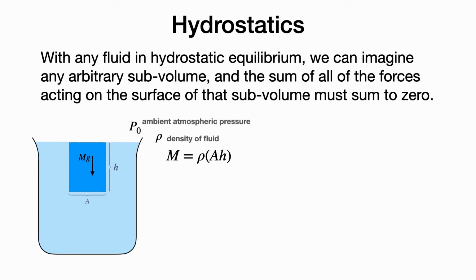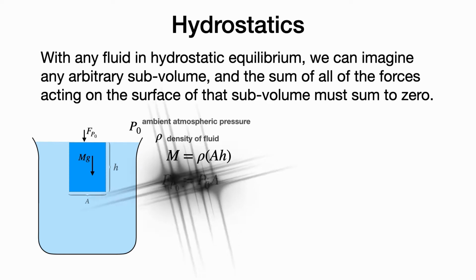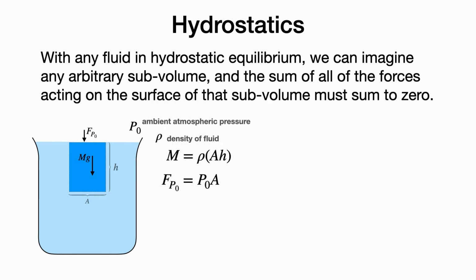Now imagine the top of the fluid is at the ambient atmospheric pressure, which we will denote by P naught, and so there is going to be a force acting down on the top surface of this subvolume. And that force is going to be equal to the ambient atmospheric pressure P naught times the area of that surface. At the bottom of the subvolume is going to be another surface. It's going to have a force acting up on it, which will be equal to the pressure at that depth times the area of that surface.